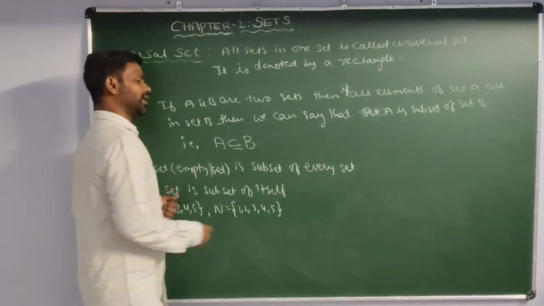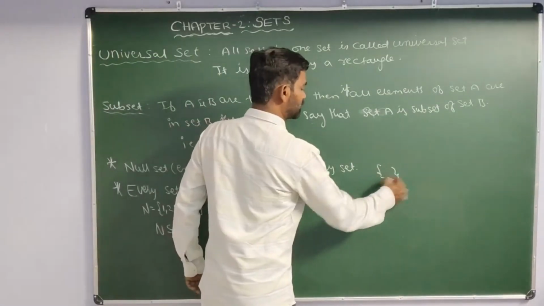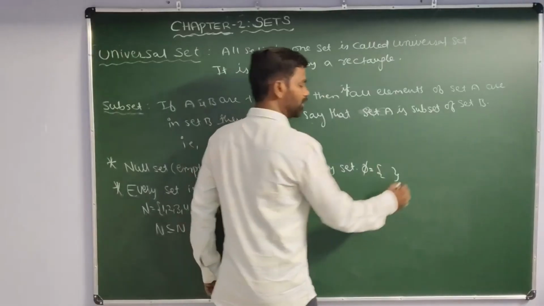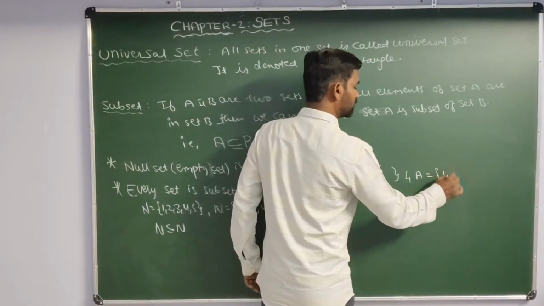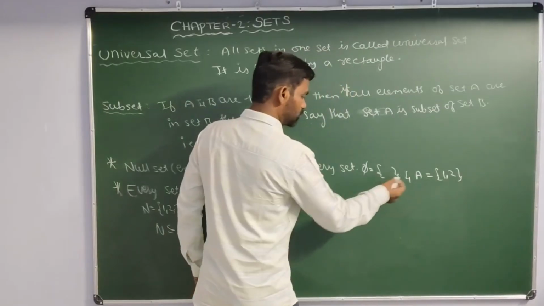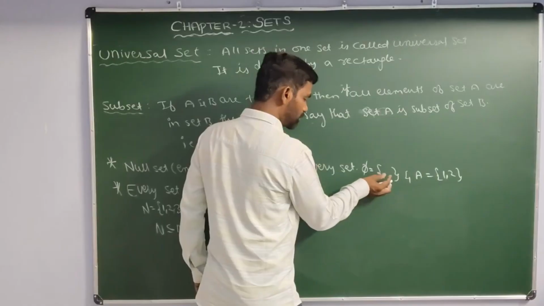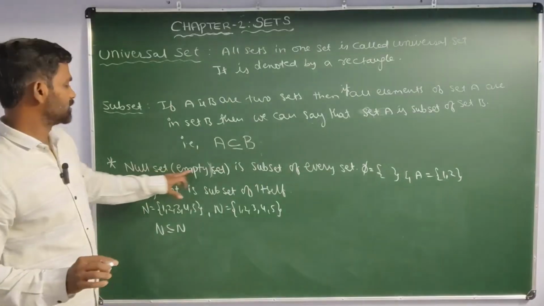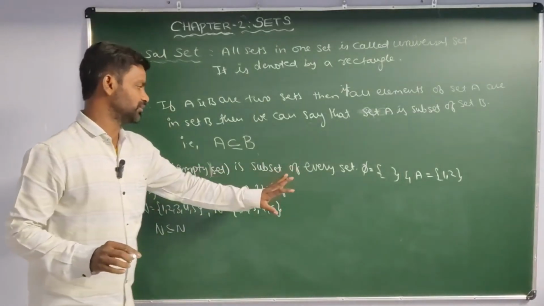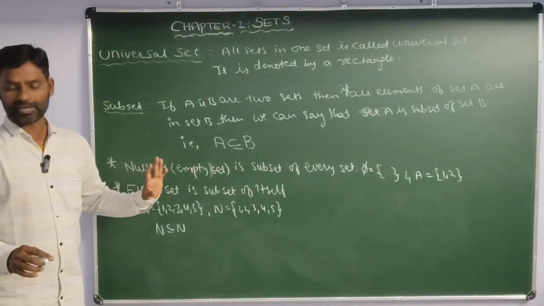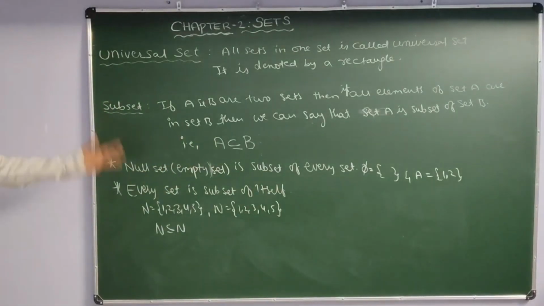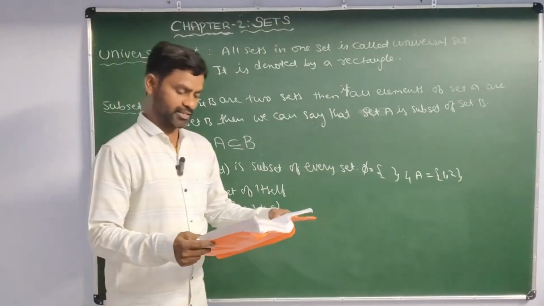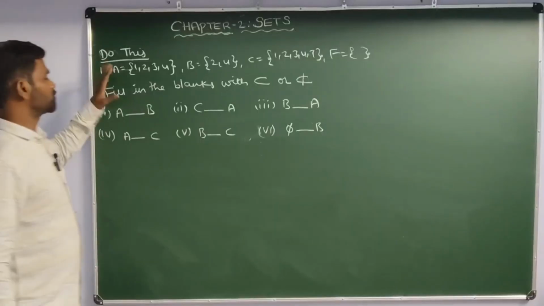In the same way, the null set. Let us take the null set and consider set A equal to 1, 2. So what happens? The empty set is a subset of every set. Just understand that the null set or empty set is a subset of every set, and every set is a subset of itself. Keep that in your mind. In the next class, while solving the questions, you will understand it very clearly. Now do these questions.